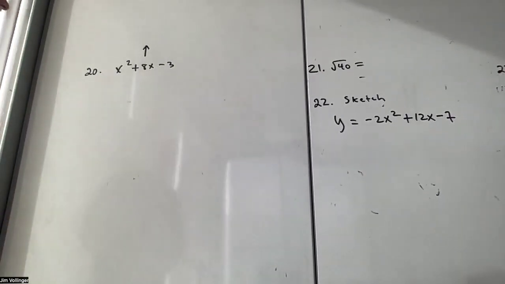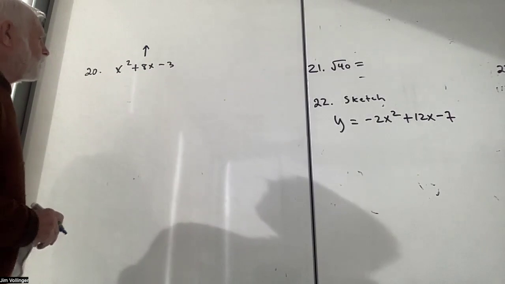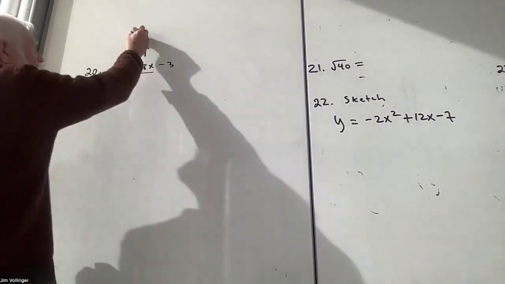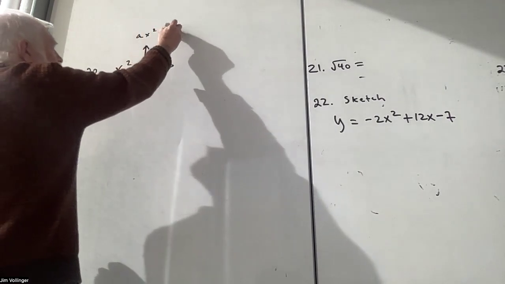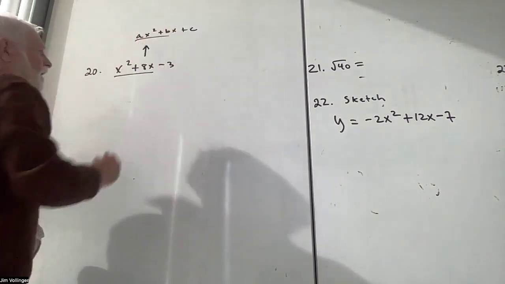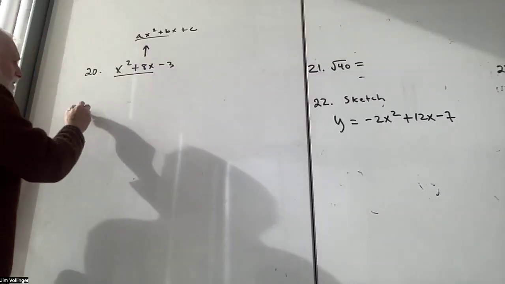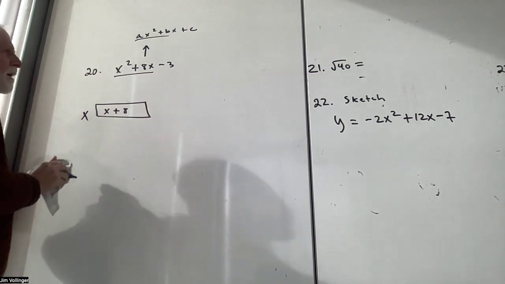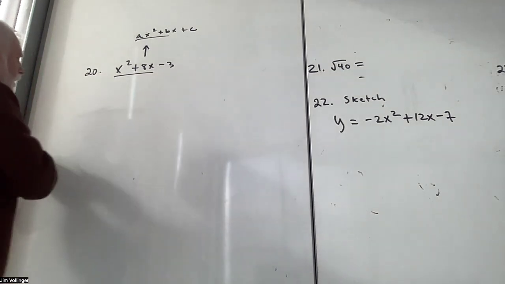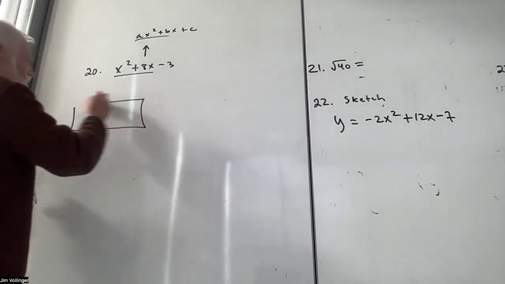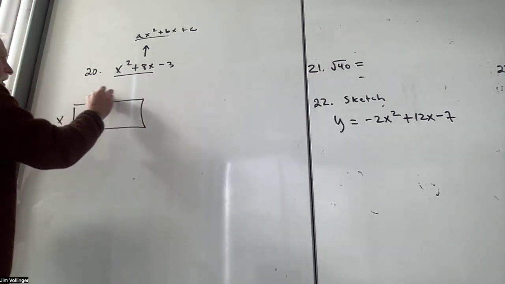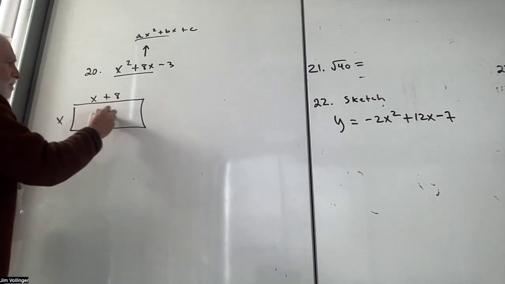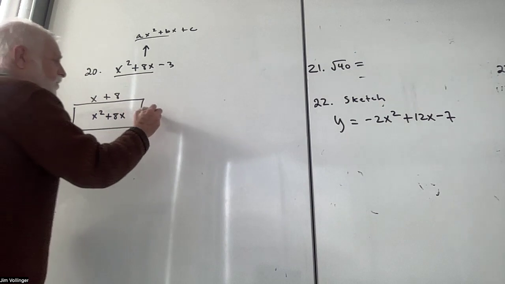First question is complete the square. All right, and so the first two terms of ax squared plus bx plus c is actually a rectangle. And the rectangle is x times x plus 8. I'm going to make it a little bigger. I always make these too small and then I have trouble showing everything. And so that's my x squared plus 8x. x squared plus 8x minus 3.